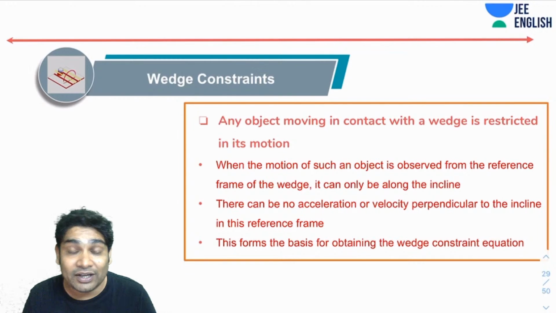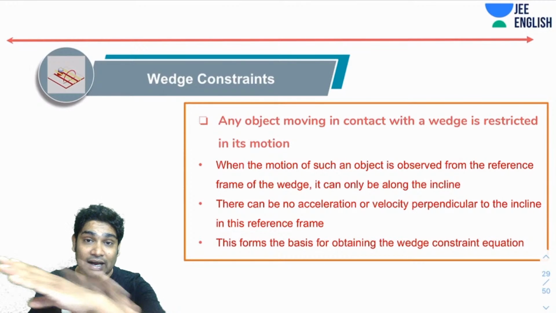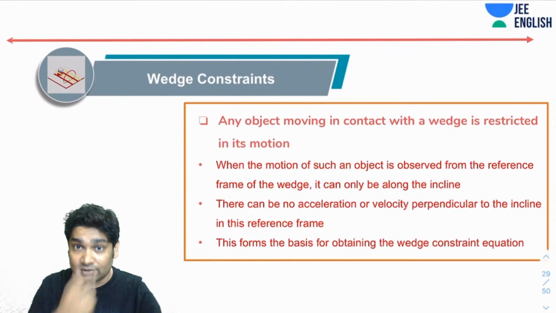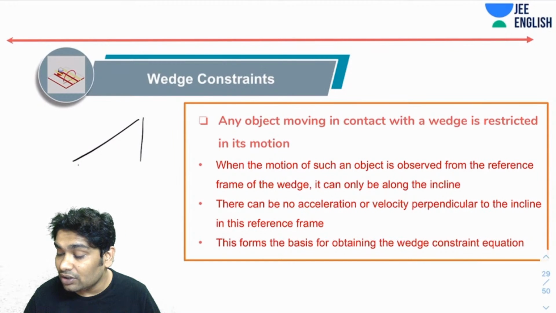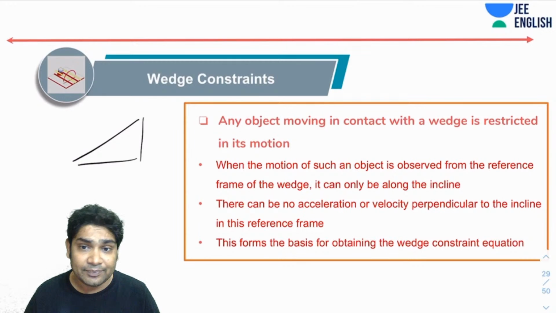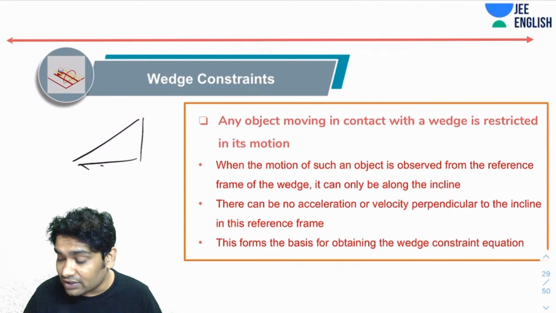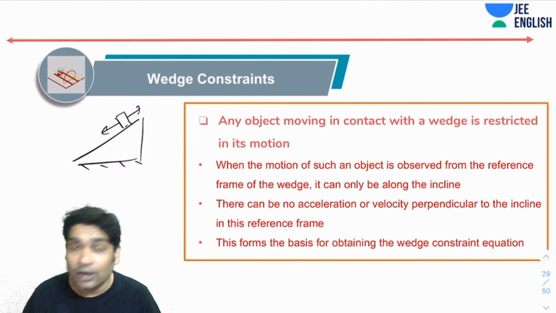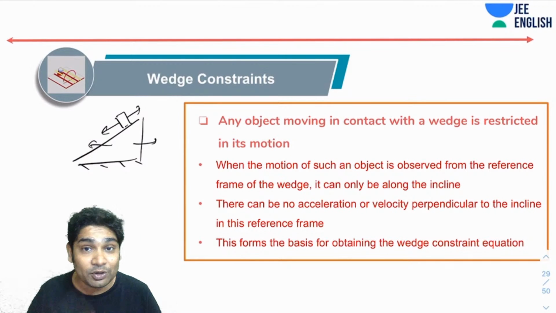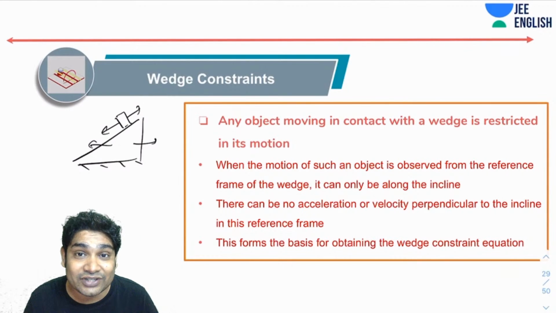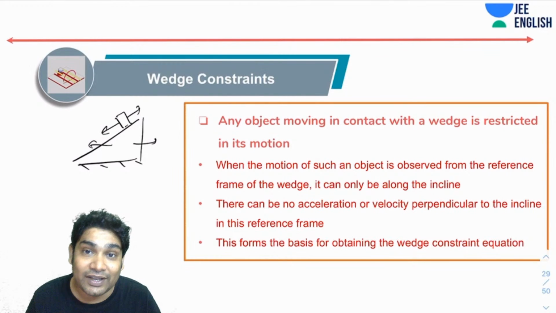Any object moving in contact with the wedge is restricted in its motion, because whenever there is a contact, the motion gets restricted. So, what is the restriction for any object's motion? If the wedge was stationary, then any object could have just moved along the incline, right? So what happens if the wedge can also move? If the wedge can also move, then to find the equation of wedge constraint you go into the reference frame of the wedge.